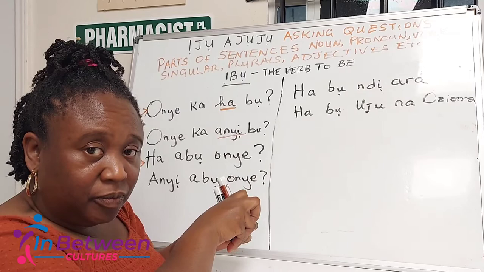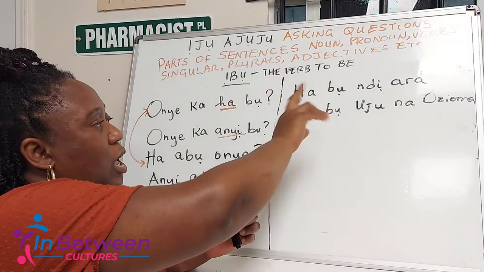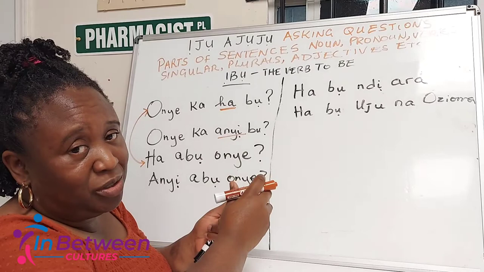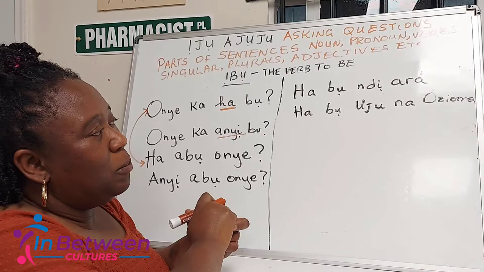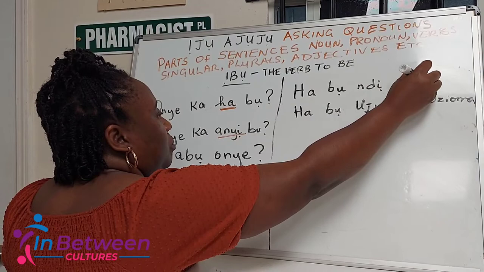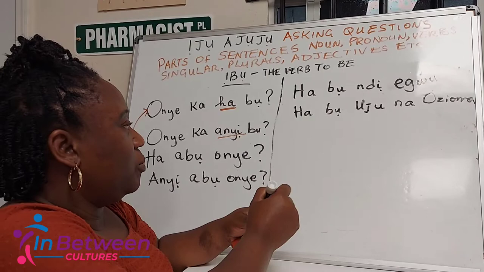Okay? So, ha bụ Uju na Ozioma. Ha bụ ndị ara. Mad people. Crazy people. But, you know, I just said it just so you can know some few words. Don't go addressing people as mad people, okay? So, ha bụ ndị egwu. We can also take this off. We can say, ha bụ ndị egwu. Onye ka ha bụ? Ha bụ ndị egwu. Ha bụ Uju na Ozioma.